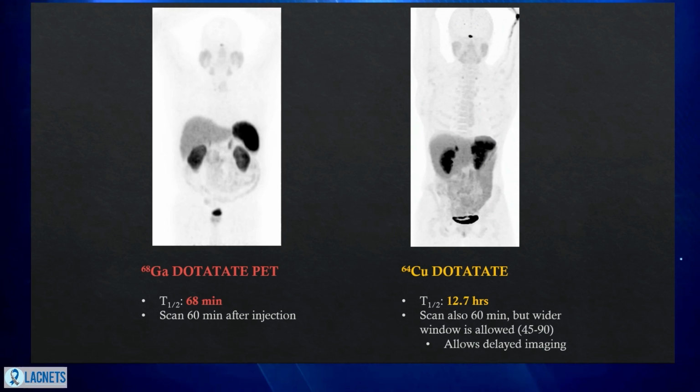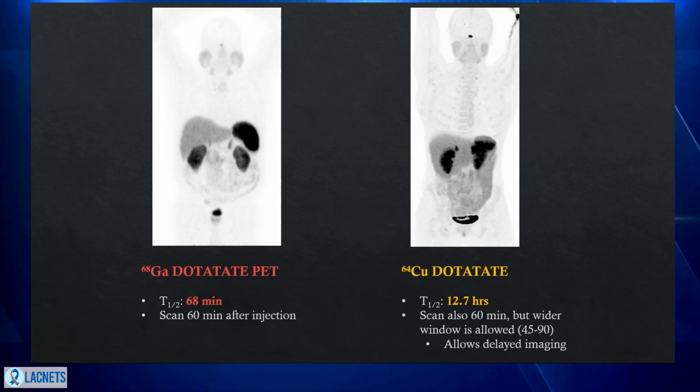So difference between gallium and copper, this comes down to the physics property of the 2 agents. The most important one that's particularly pertinent to patients is the longer half-life of 12.7 hours relative to the 68 minutes of gallium. This allows the distribution of copper dotatate to more remote areas. So this increased the availability of the agent. So now it can be available even in areas where no gallium generator is available to produce gallium dotatate. So that's the most important difference.